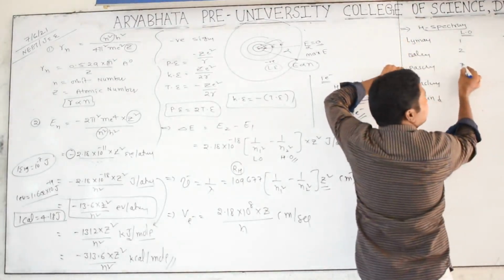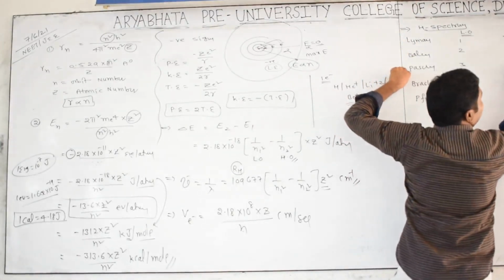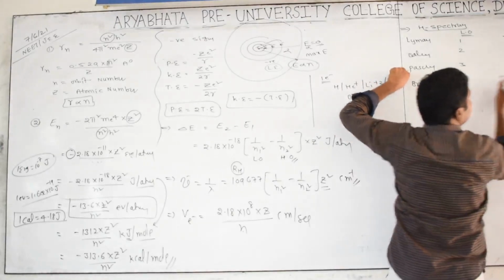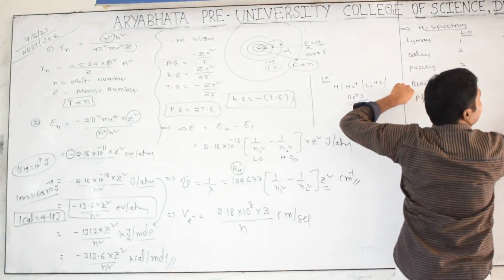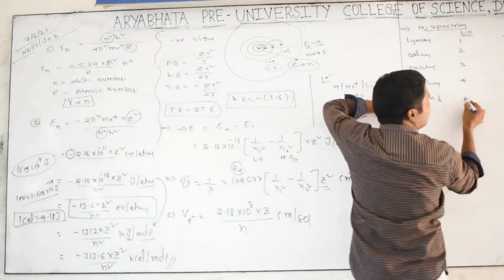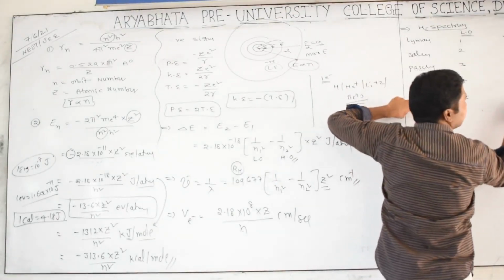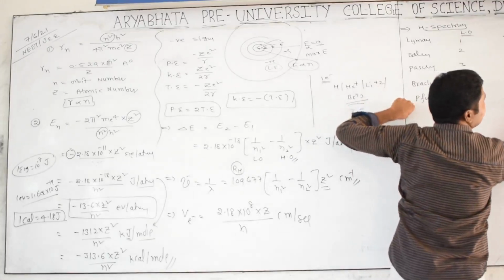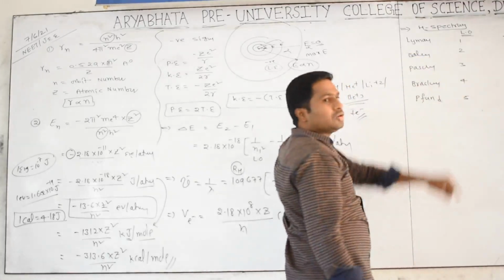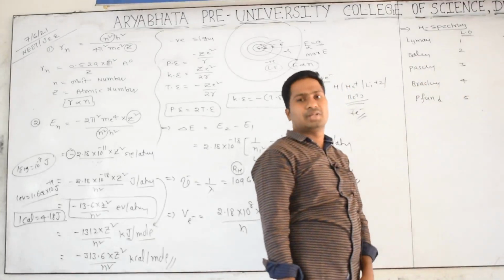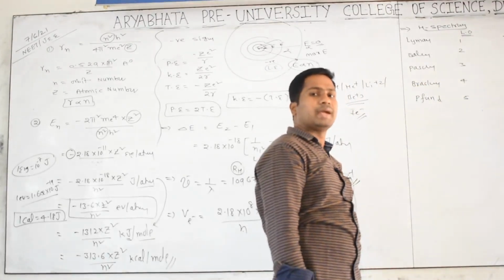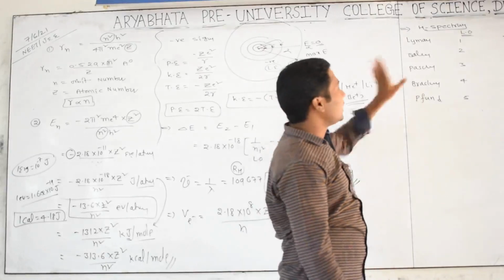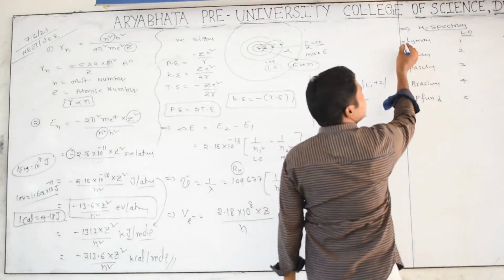And Paschen: the electron should fall down to the third level, with higher levels 4, 5, 6 and so on to infinity. Brackett: it should fall down to the fourth level, but the higher levels are 5, 6, 7 and so on to infinity. Pfund: it should fall down to the fifth level, and the higher levels are 6, 7, 8 and so on to infinity. So the electron falls from any higher level to the first level, Lyman; second level, Balmer; third level, Paschen; then Brackett and Pfund series. Okay, now the Lyman series, yes, these are important bits.